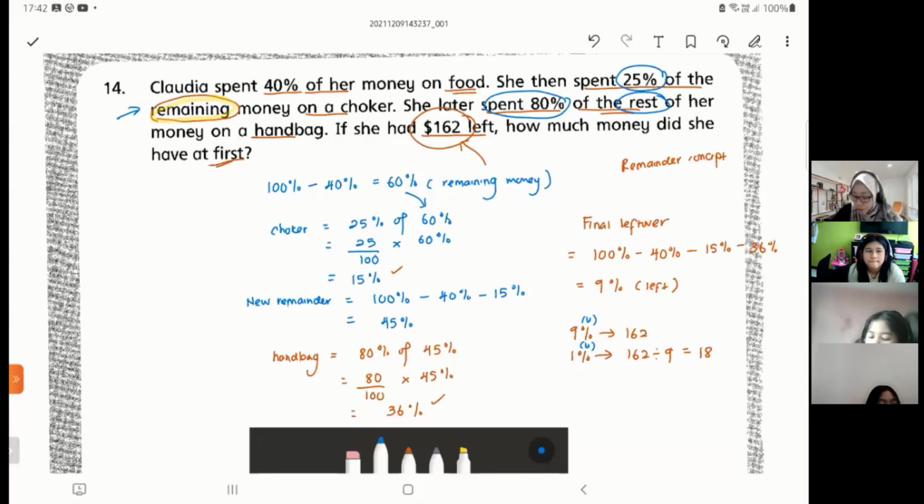You divide. But I'm not happy with this. I don't want 1%. I want to know how much money she had at first. At first is always 100%. So 100% is 18 times 100. And she had $1,800. The end.